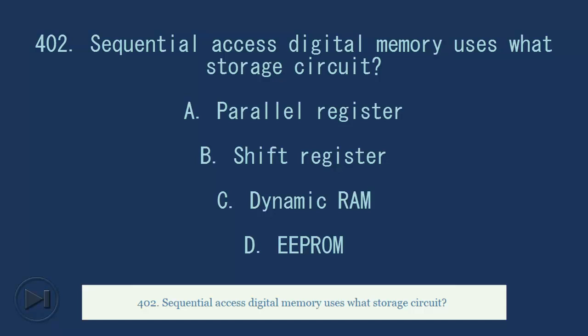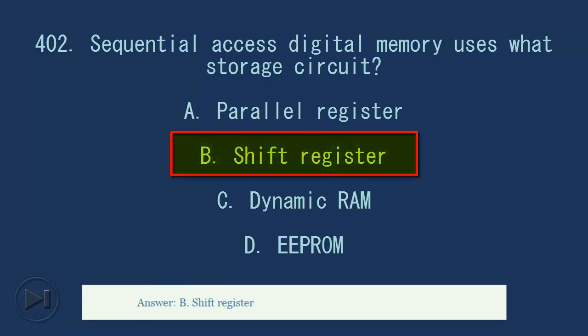402. Sequential access digital memory uses what storage circuit? A. Parallel register. B. Shift register. C. Dynamic RAM. D. EEPROM. Answer, B. Shift register.